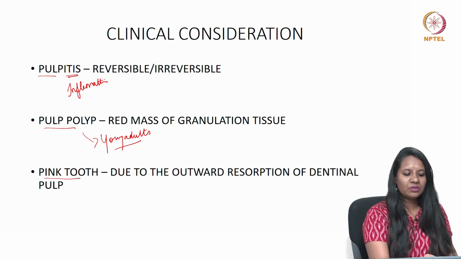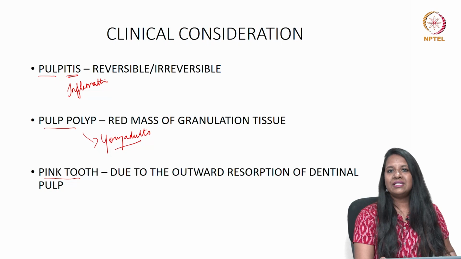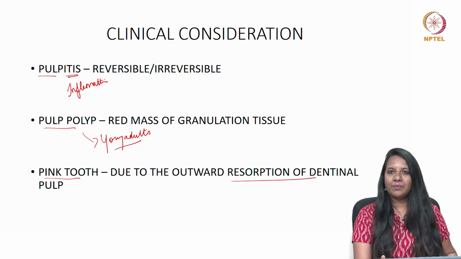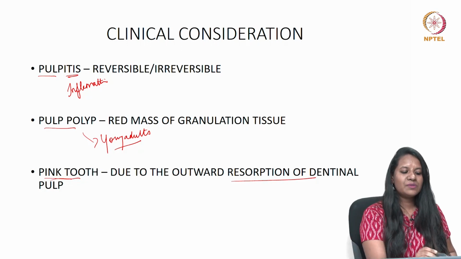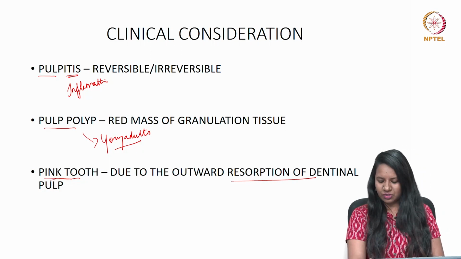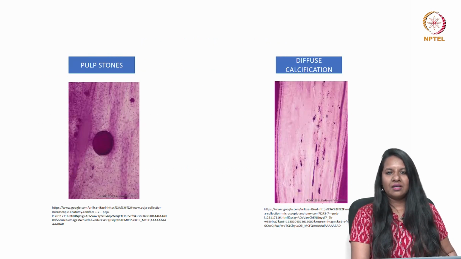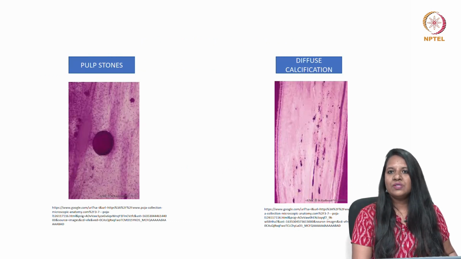Then pink tooth, which is due to the outward resorption of the dentinal pulp, and the inside dentinal walls and the inside pulp will be seen through the translucent enamel, and thus the tooth is known as pink tooth, that is nothing but internal resorption. Then pulp stones. Pulp stones are nothing but calcifications which are present in the pulp chamber.